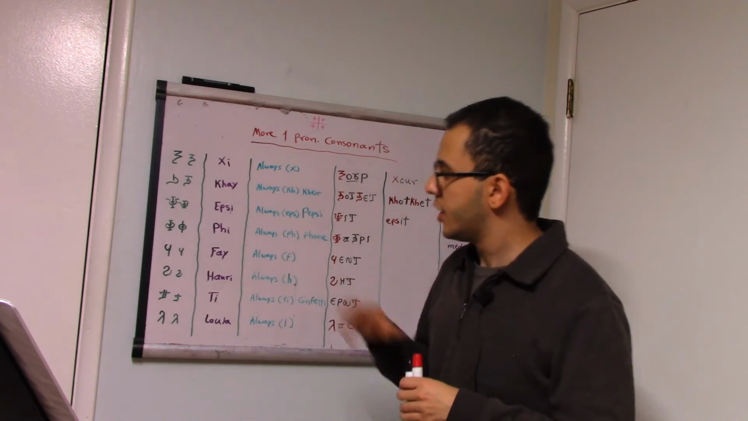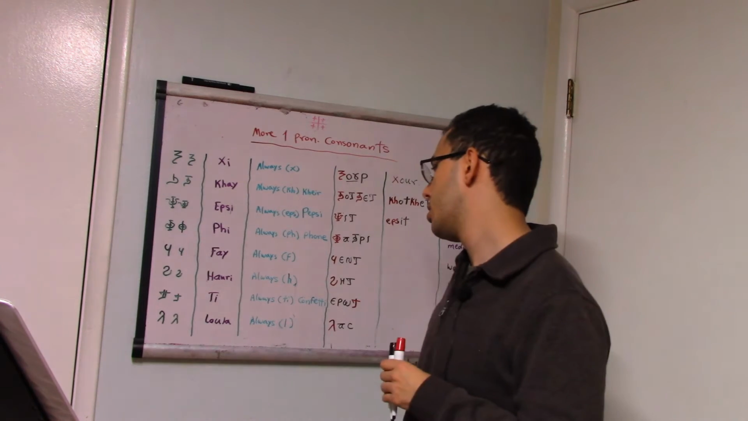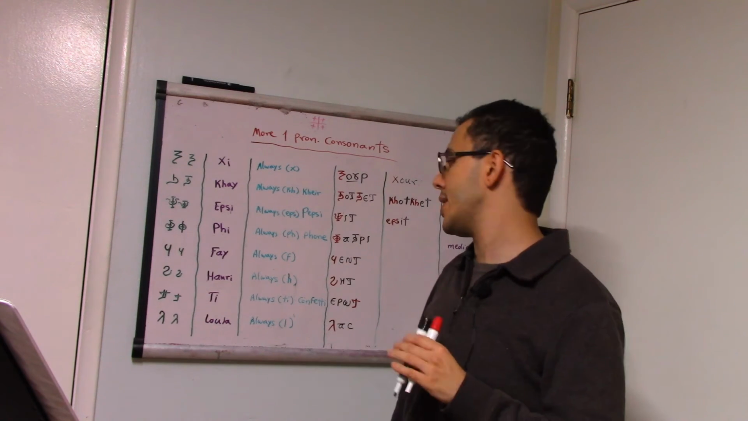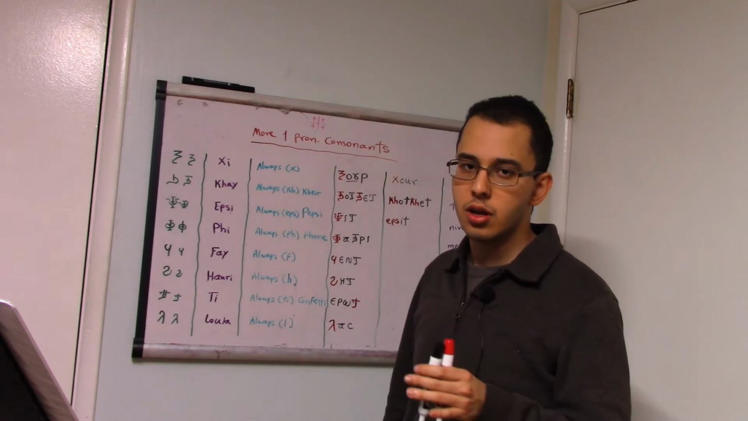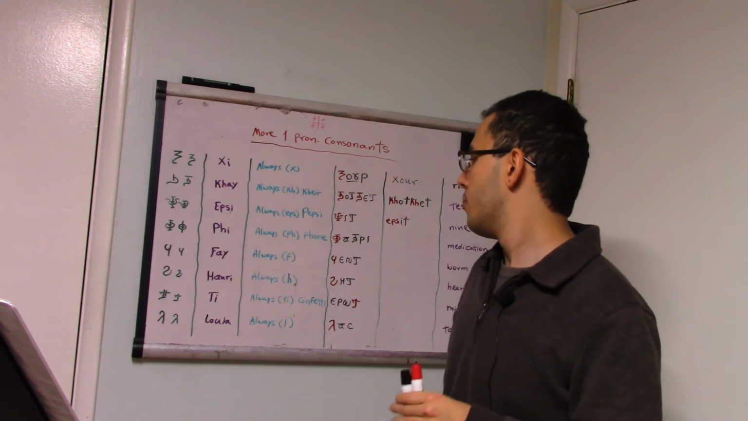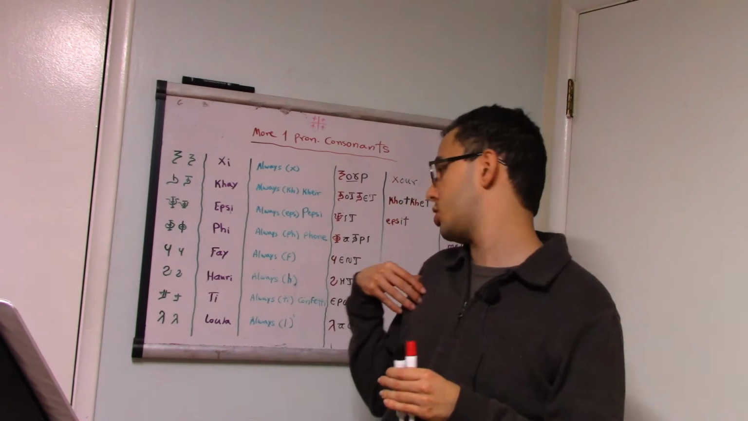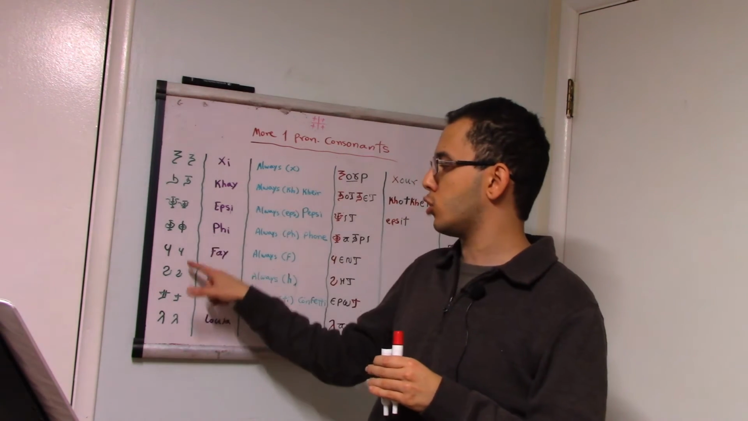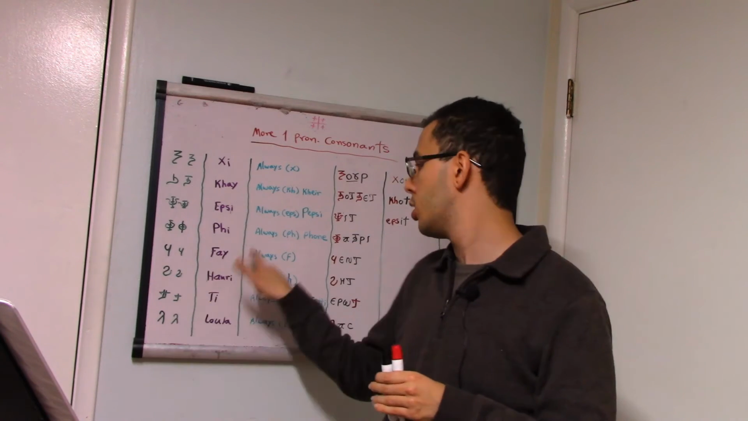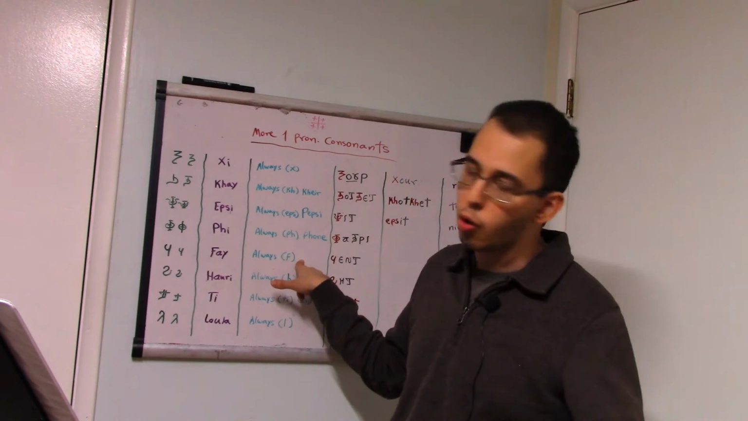Cool? Next letter is Phi. Phi makes a BH sound as in the word phone. Or you could go with an F. But the reason why I like to put BH, that's a personal preference, instead of F, is so you can distinguish it from the Coptic letter Phi, which is always an F, like the regular F.